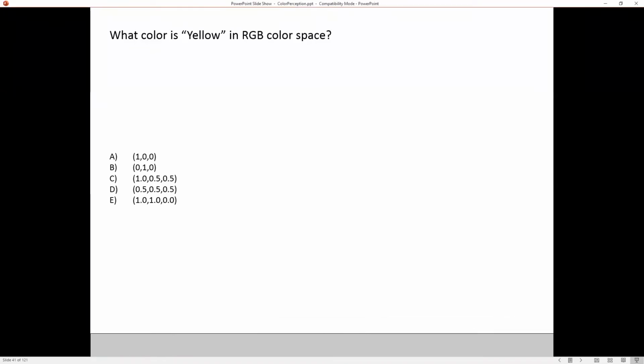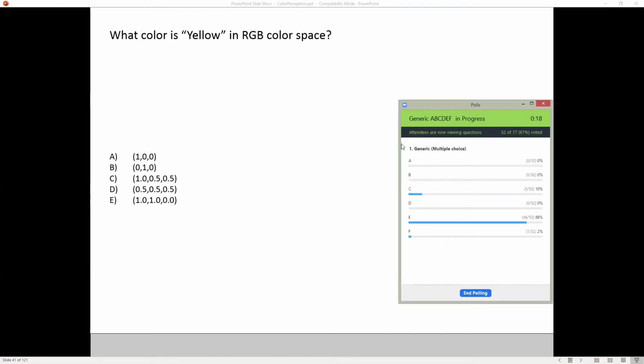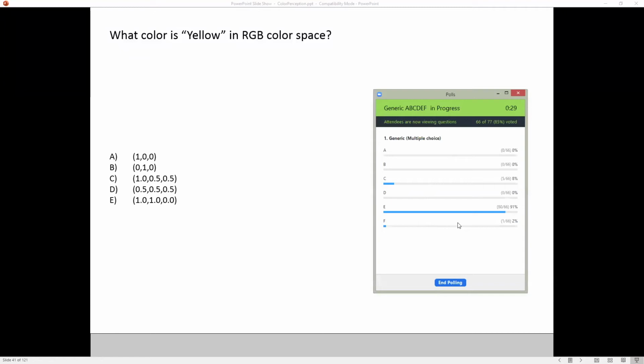Okay, now how about yellow? Okay, so you should have a new poll. It's reset. So now which one is yellow? Okay, so most people, do you guys see the poll when I move it over to this screen? Yeah, okay. So most people seem to agree. There seem to be some people that thought that this would be yellow. This is going to be a color that's mostly red with some other things in it.